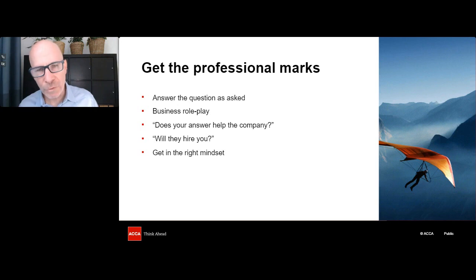If you answer the question precisely as asked, if you treat this experience as a business role play, if your answer is helping the company, okay? If you're imagining that it's a job assessment, will they hire you? You're going to be in the right mindset. And when you do all of these things, you're going to be ticking the boxes for the professional skills, okay? So do not overly stress about the professional marks. Answer the questions as they are asked.